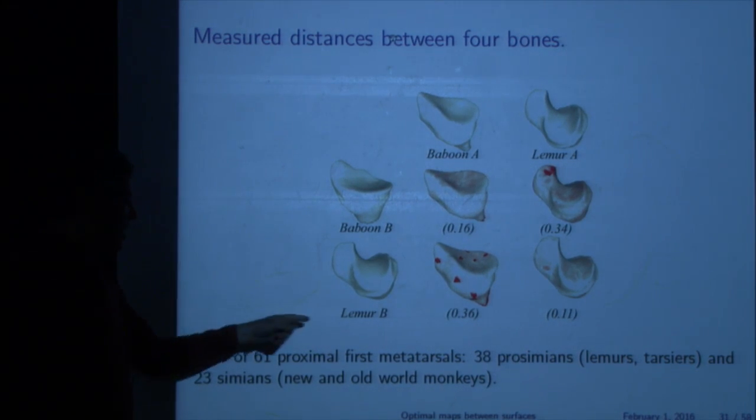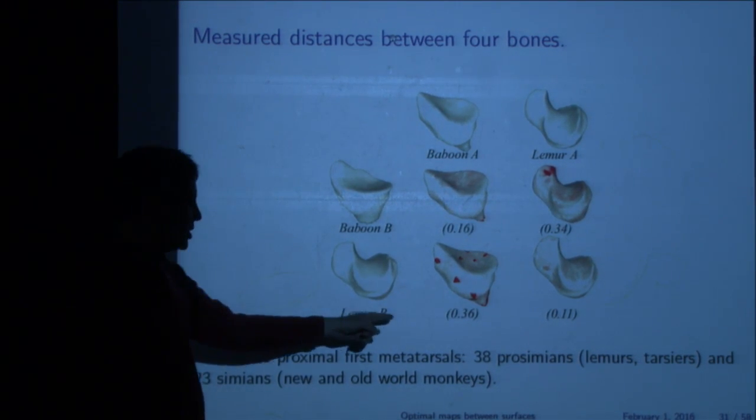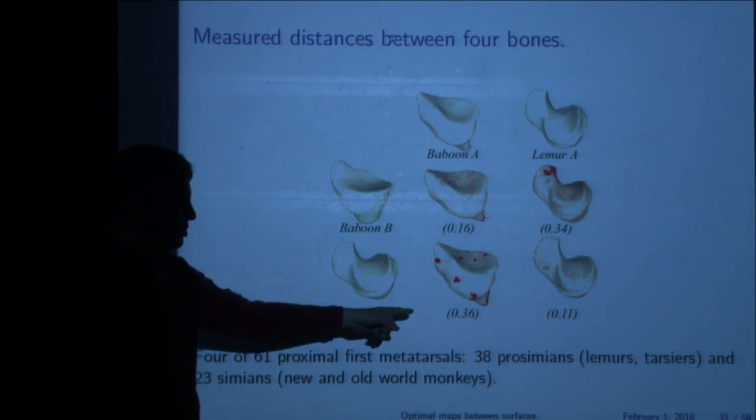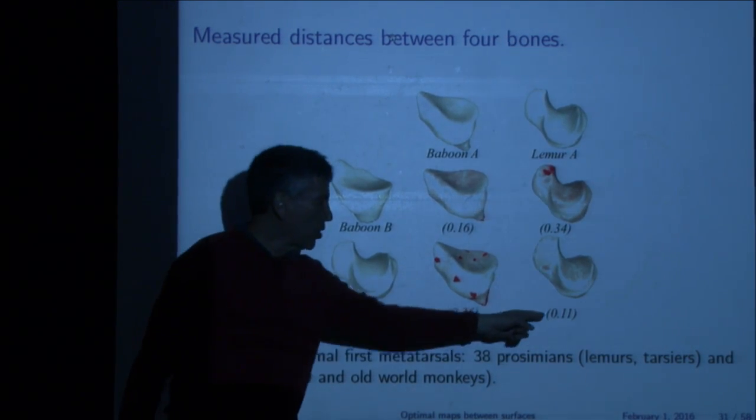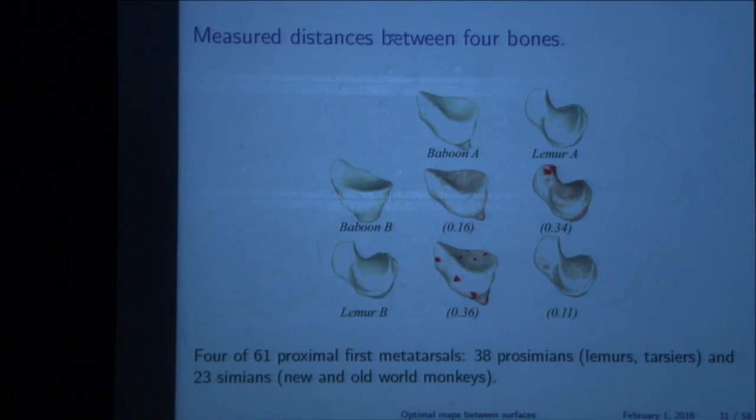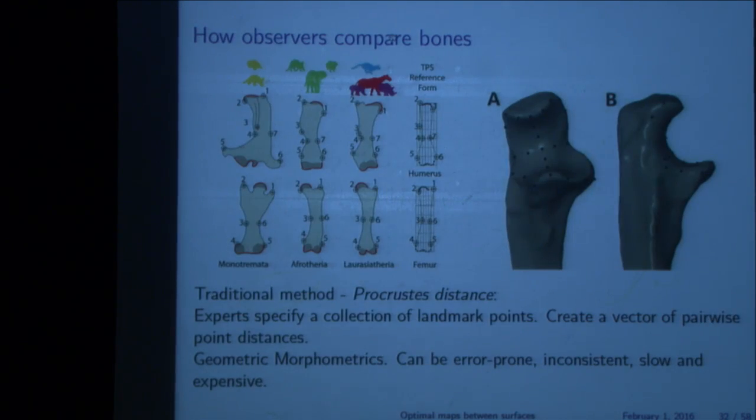And you can see here, for example, that the lemur bone has distance 0.36 from this baboon bone, but only 0.11 from the other lemur bones. So for these 4 bones at least, it's correctly picking out bones from the same genus. Here's how human observers do the same thing.